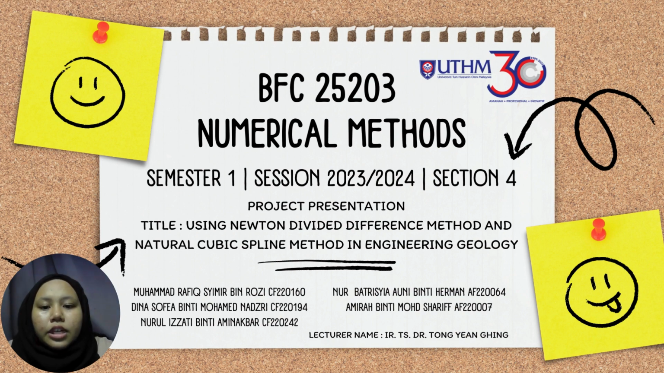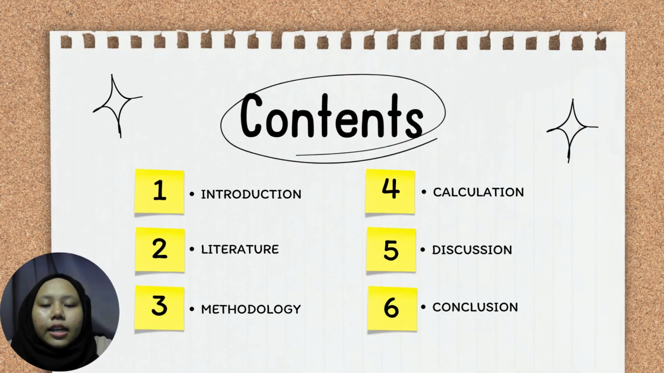So our title for this project is using Newton divided difference method and natural cubic spline method in engineering geology. And this title is from chapter 4, which is interpolation. In this project presentation, the content is introduction, literature, methodology, calculation, discussion, and conclusion.